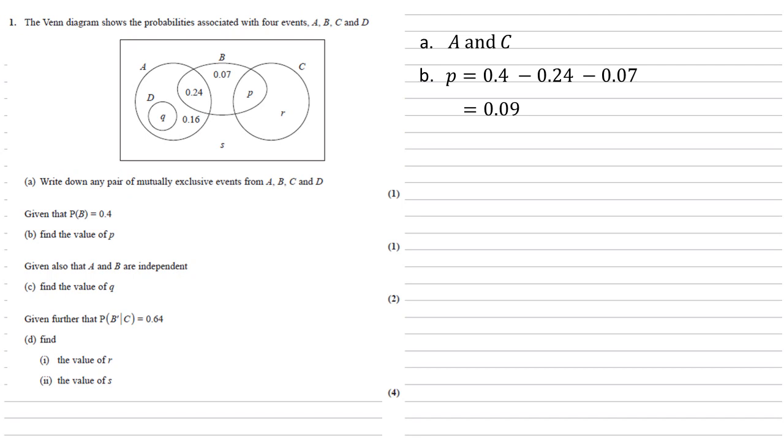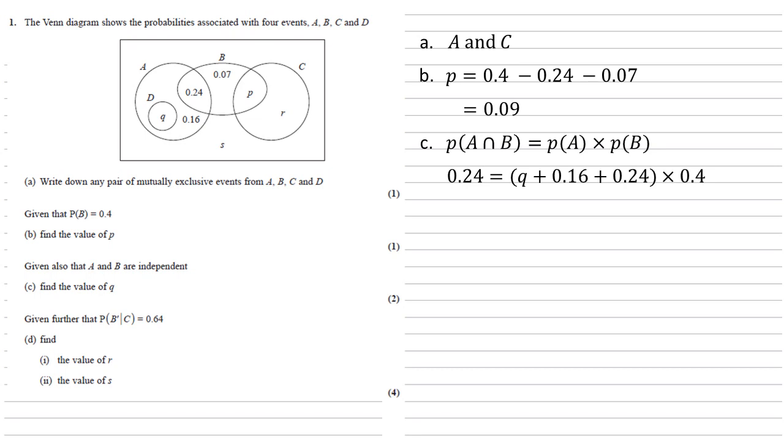Given also that A and B are independent, for part C we need to find the value of Q. As A and B are independent, we know that the probability of the intersect of A and B is equal to the separate probabilities of A and B multiplied together. The intersect is where A and B overlap, so that's the 0.24 in our Venn diagram. And we're going to multiply the probability of A, which is all of those sections of A, so the Q, 0.16 and 0.24, by the probability of B, which we know is 0.4 from the previous question.